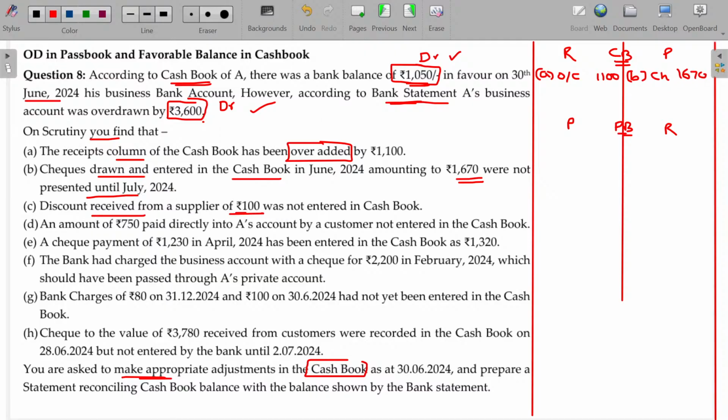Discount received from the supplier 100 was not entered in the cash book. Okay, discount received from supplier. So we have not recorded that in the cash book. Now what happens? While making the payment, we missed to record this. So you may show a bit higher overcasting, so you have to post this value here. How much is that? 100 rupees. Is that okay? This 100 rupees, okay. Not entered in cash book.